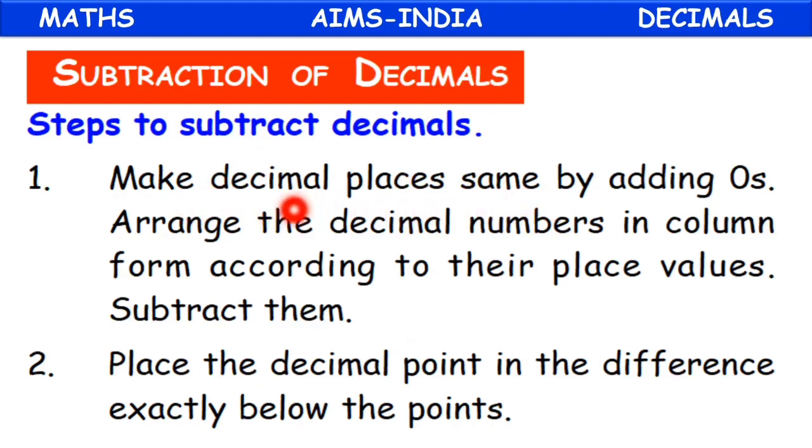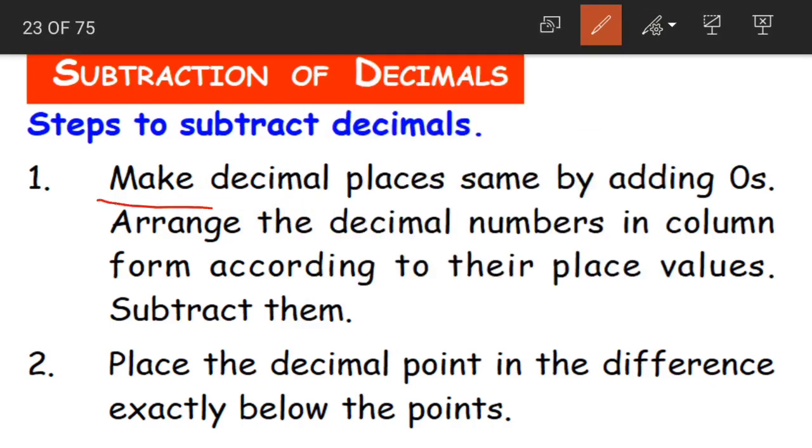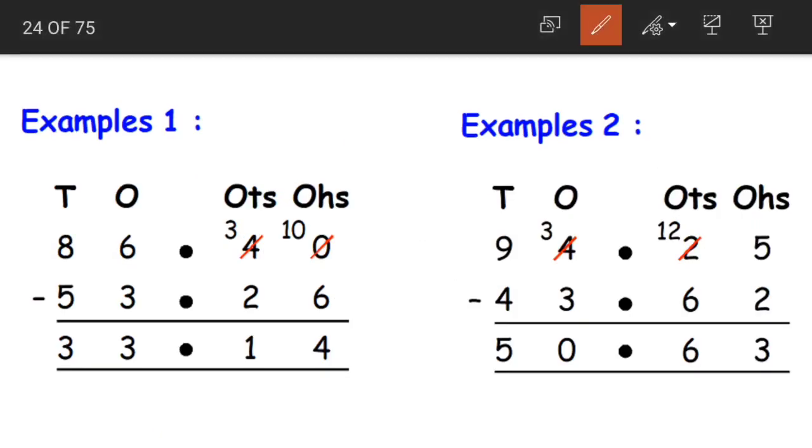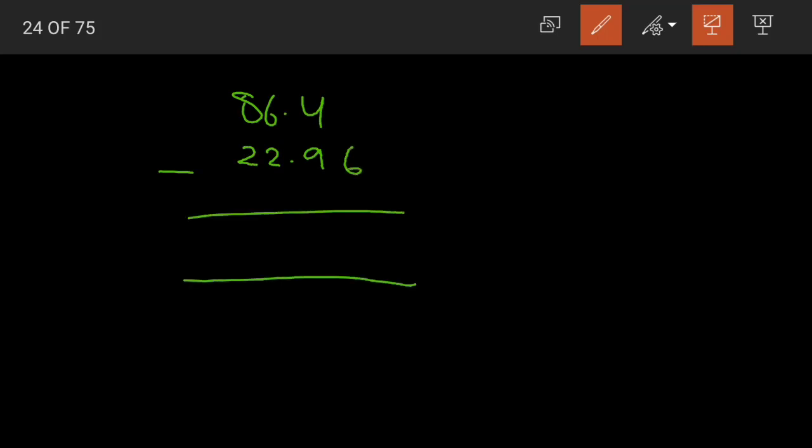Yes, children, in subtraction this point is very important, making the decimal places same. In the addition of decimal numbers, even if you do not make the decimal places same, it is okay. But while subtracting, it is very important that you make the decimal places same by adding zeros. For example, see here, 86.4 minus 22.96.